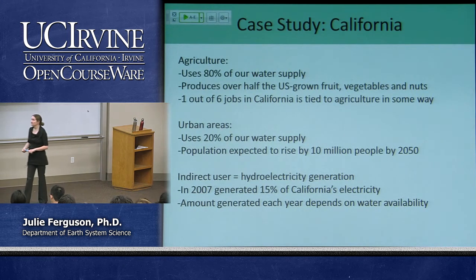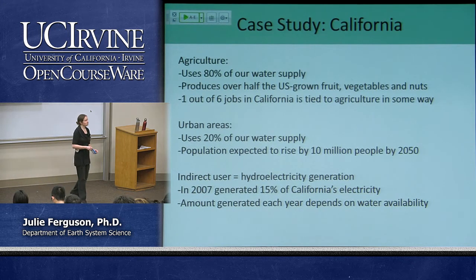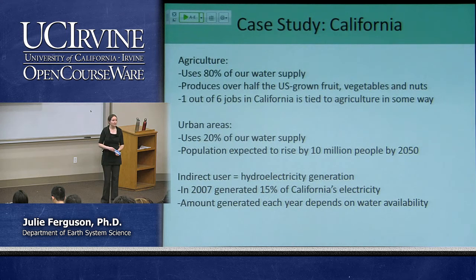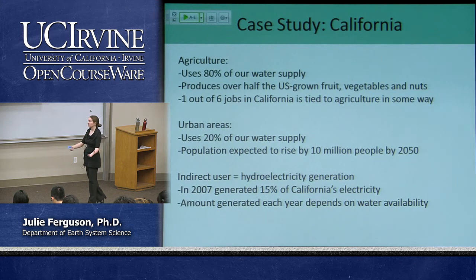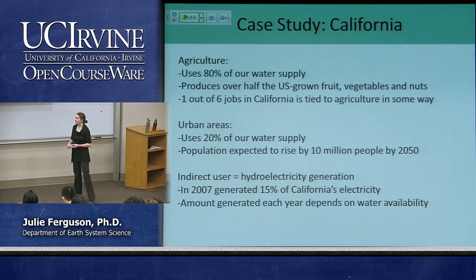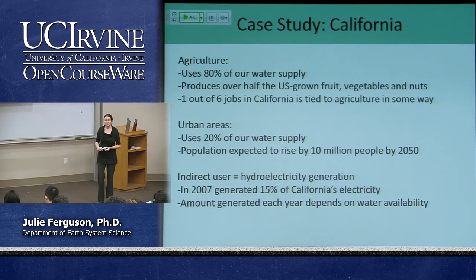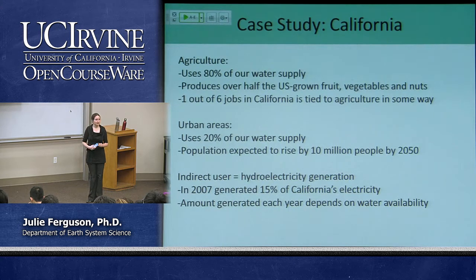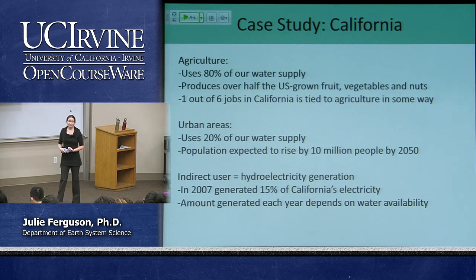Urban areas use 20%, but our population is expected to grow by a further 10 million people or so by 2050. That's not necessarily just population growth, but also migration. And then we have our indirect users, our hydroelectric generation, and 15% of our energy supply in 2007 at least was generated by this hydroelectric supply. But that really does differ each year depending on how much rainfall we get. And so it's difficult to build that into our big system of electrical energy if we don't know how much we're going to get each year.